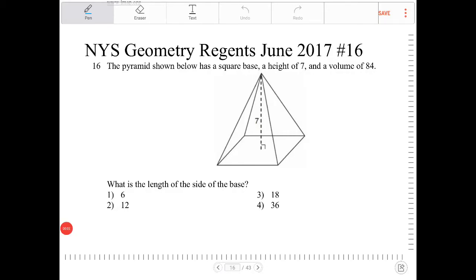The pyramid shown below has a square base, a height of 7, and a volume of 84. What is the length of the side of the base? So in this problem, let's write out the givens right now.